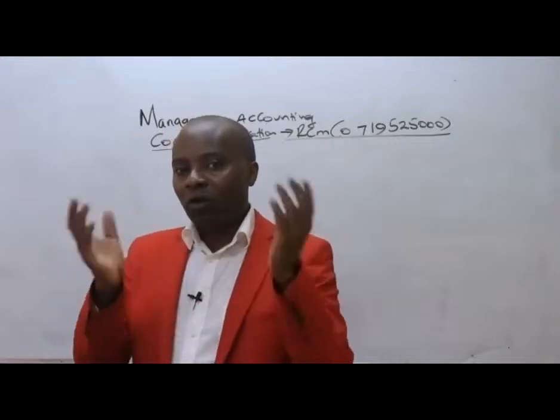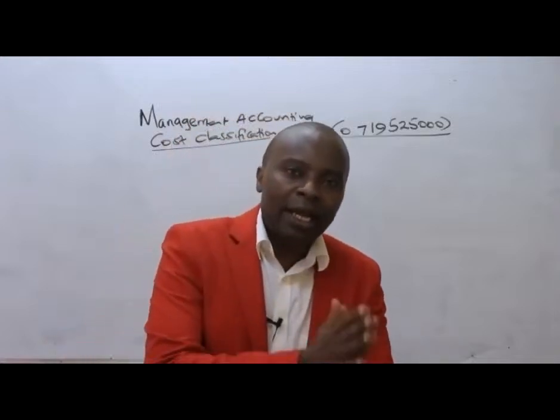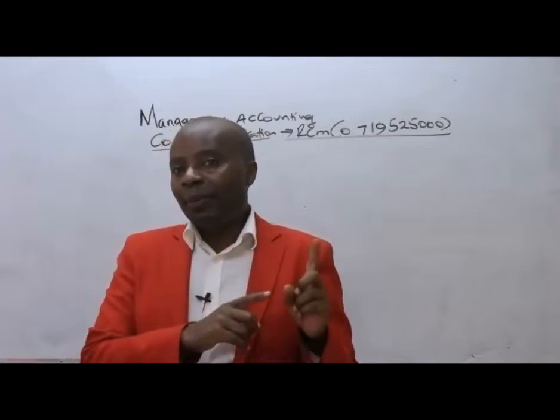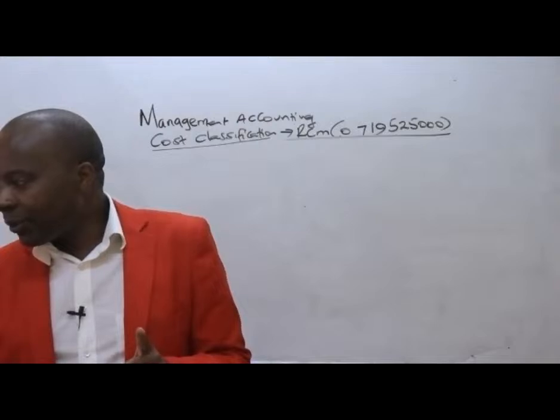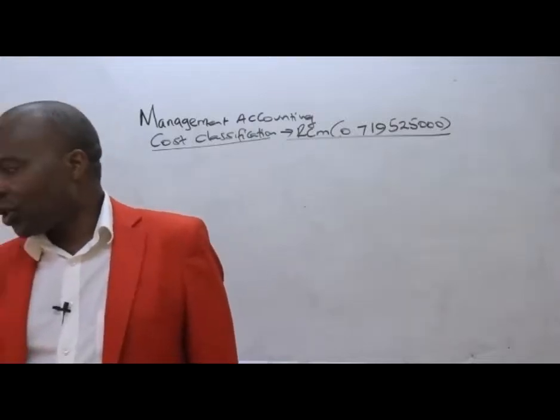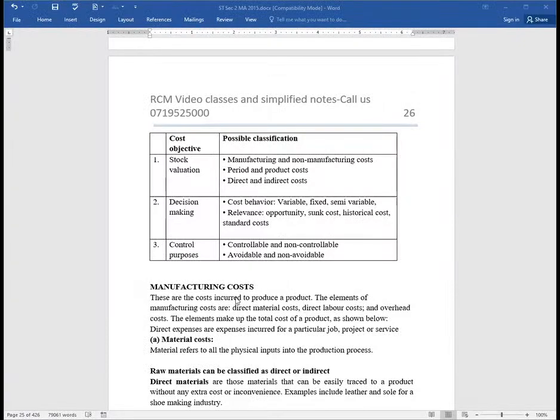And then we have these overheads. Overheads are common expenses, and the common expenses that are directly attributable to manufacturing will also be put here. But most importantly, ladies and gentlemen, you're supposed to understand that manufacturing costs are costs incurred to produce a product. The elements of manufacturing costs are direct materials, direct labor cost, and the overhead costs which are directly attributable to production. The elements that make up the total cost of a product are shown below, so they have explained them here.